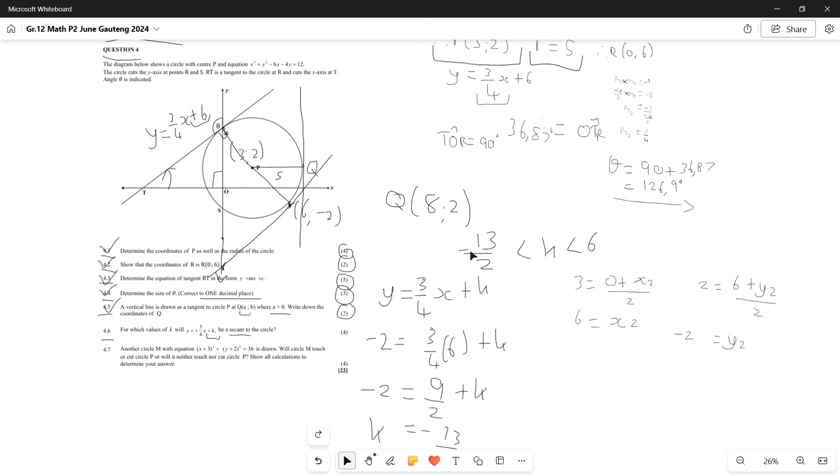Exactly at positive 6 and exactly at -13 over 2, the y-intercept shift makes this line a tangent to the circle. So when our equation is y equals 3 over 4x minus 13 over 2, we have a tangent over here touching the circle once.